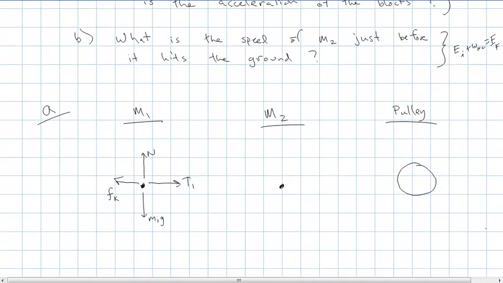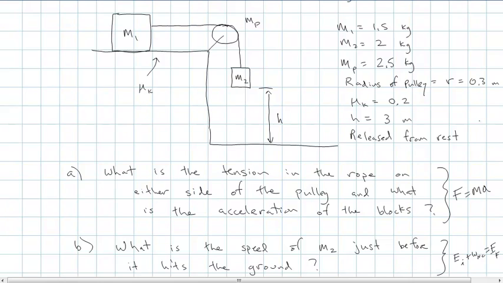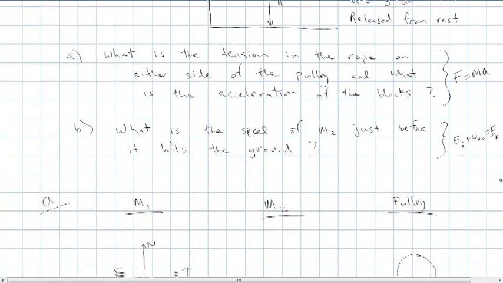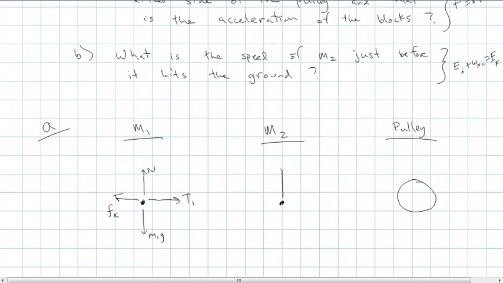And what can reach in from a distance? Gravity. M2 is hanging there. It has a tension pulling up on it. I'll call that T2. And the weight of gravity pulling down on it.